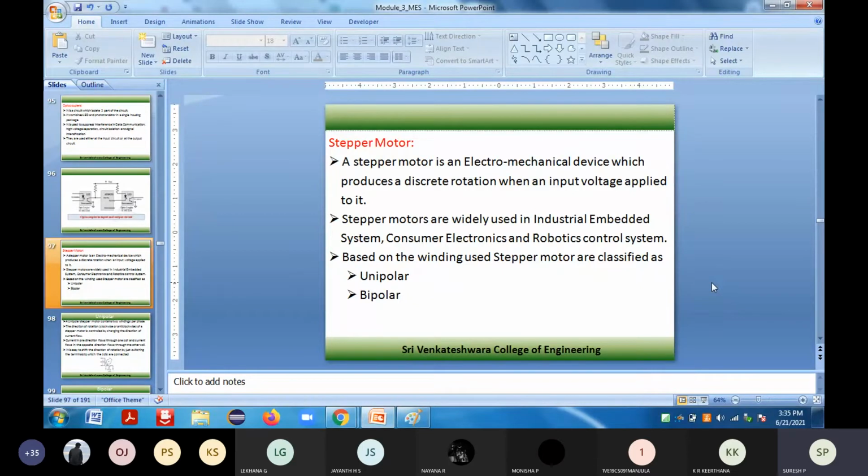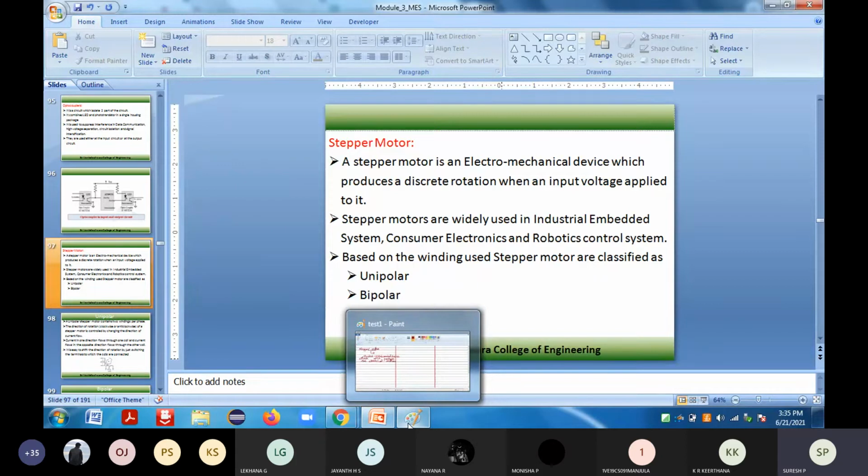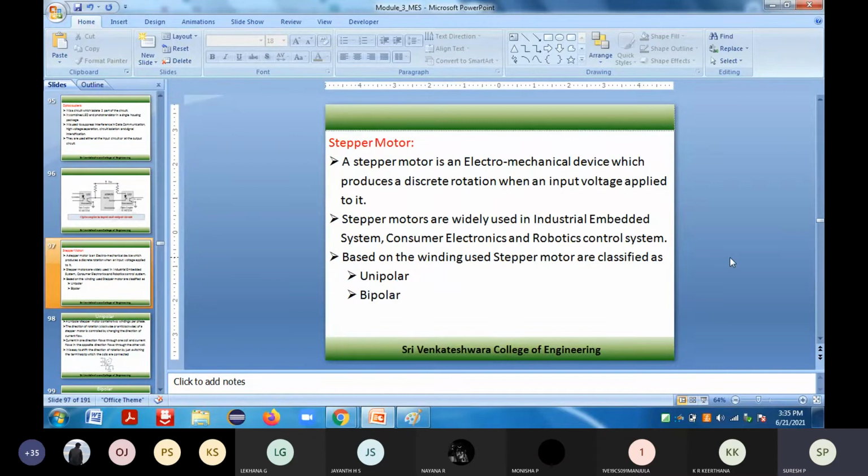Whenever you want to move the hand of a robot, you require the stepper motor. When the leg has to move in the robot, you have to make use of the stepper motor. So it is basically used in designing robots. Based upon the windings which you are going to use, the stepper motors are classified as unipolar and bipolar.